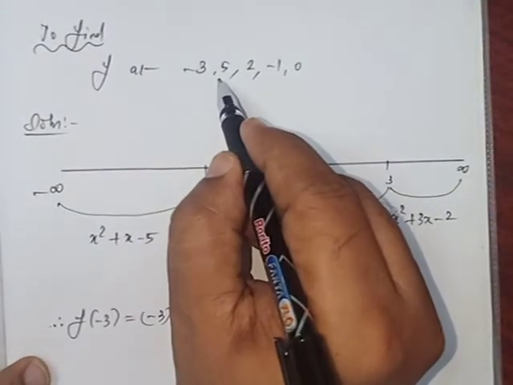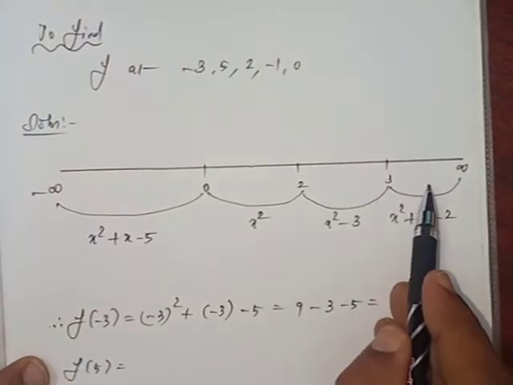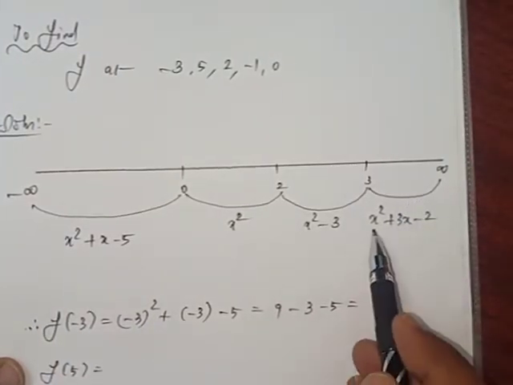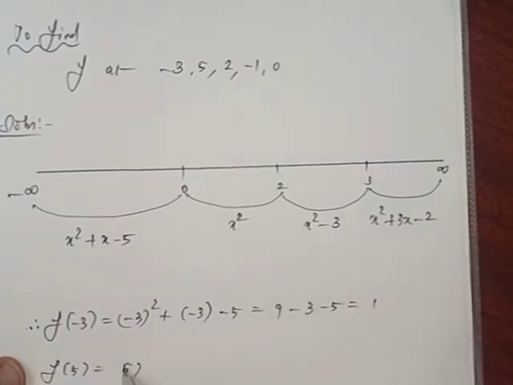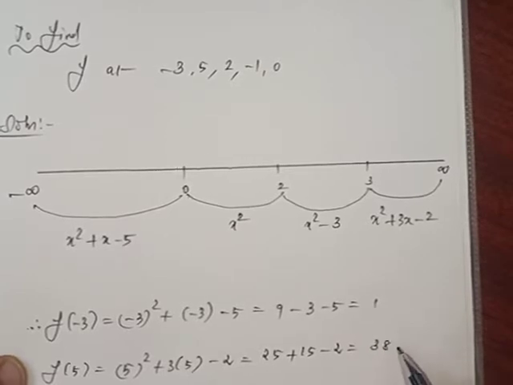Then you have to calculate f of 5. 5 lies in the last interval. So I have to consider this f of x. Replace x by 5. 5 squared plus 3 into 5 minus 2. 5 squared is 25. 3 5s are 15, 25 plus 15 minus 2 is 40 minus 2, that is equal to 38.